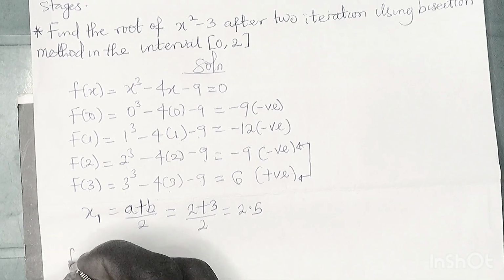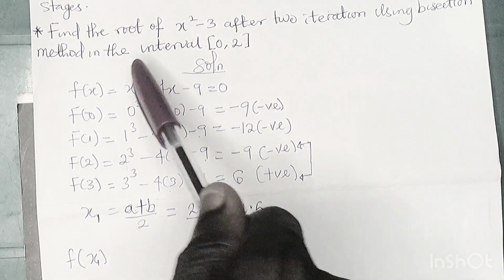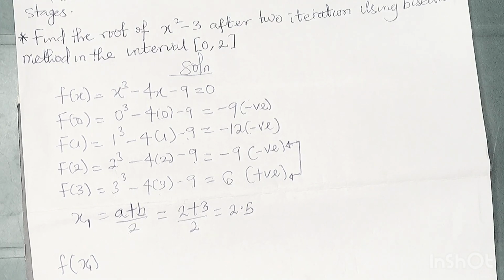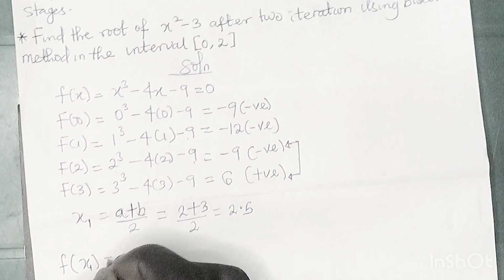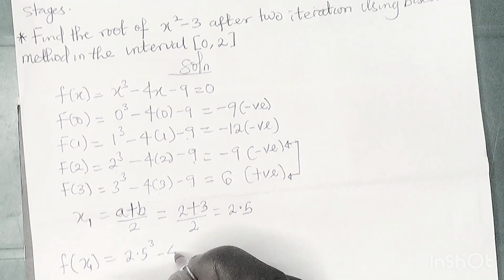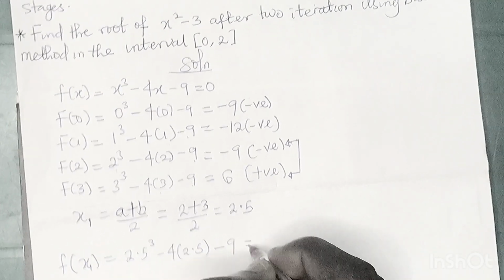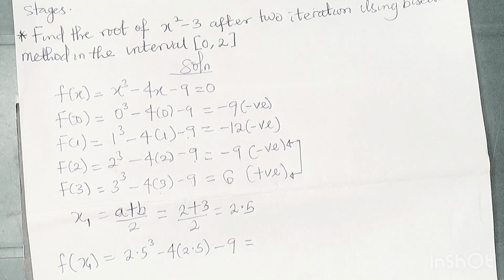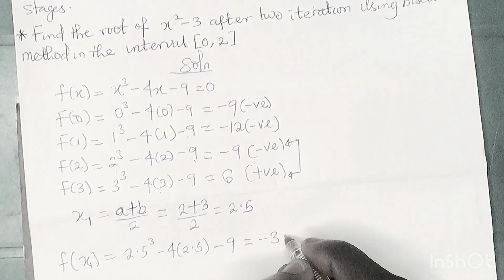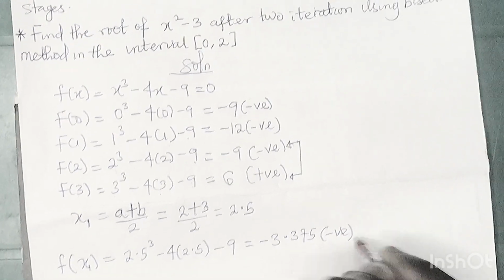What I need to do first is f of x1. That means I'm going to put this value into my f of x again. Let's do that together. That will now be 2.5 raised to power 3 minus 4 into 2.5 minus 9. If you do that very well, you are going to have minus 3.375. You can see that this is a negative answer.